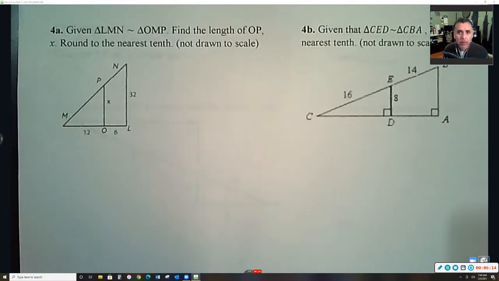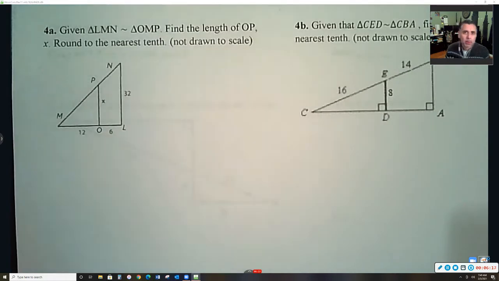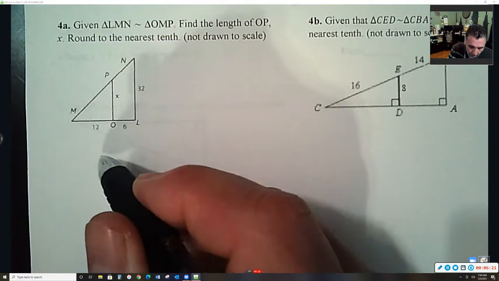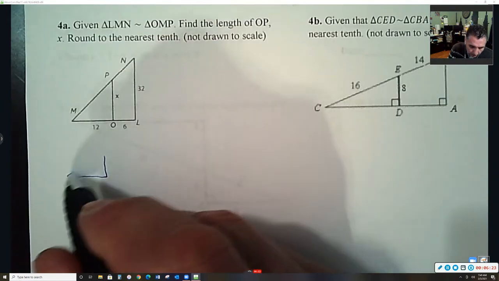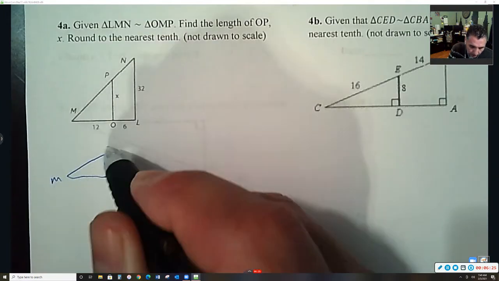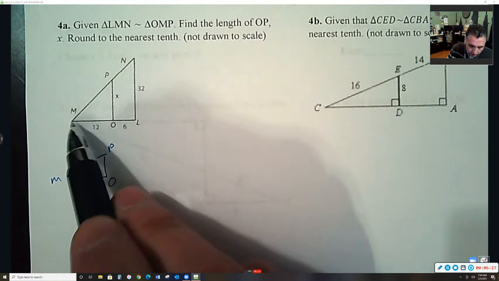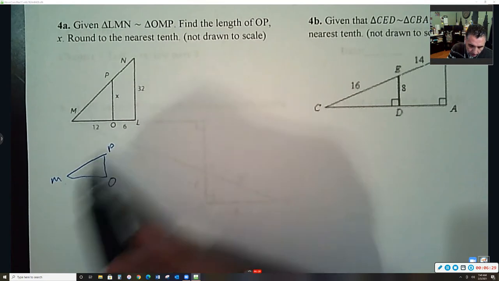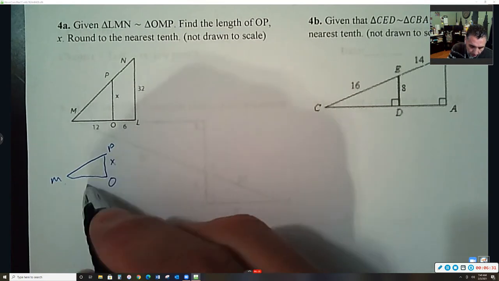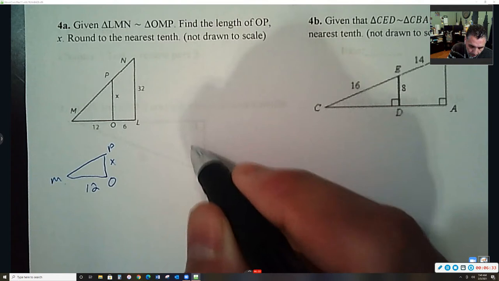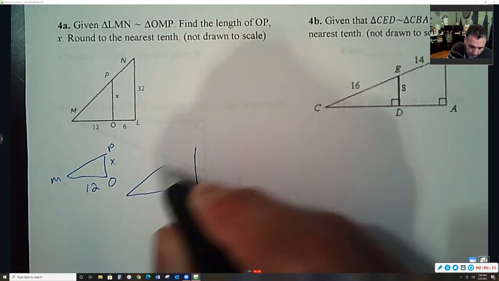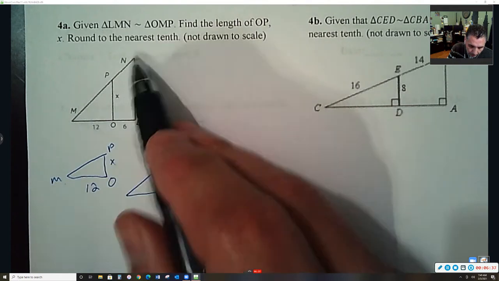And then 4, we just did something like 4 in the warm-up the other day. Remember, I like to pull out the triangles. This is this triangle, MPO. Here's MPO. I know this is X, and I know that's 12. And then the bigger triangle, MNL.